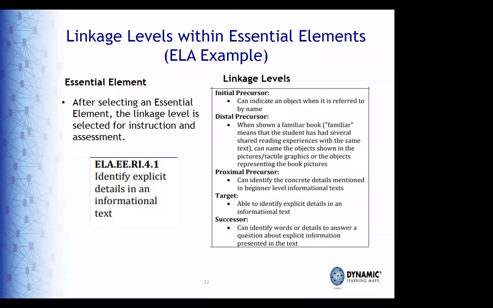After you've chosen your essential elements, you're going to choose a linkage level for that student. This kind of goes back to our previous assessment system for the OAAP, where you had to choose the level of complexity that you thought the student could really demonstrate their knowledge at, and then submit that evidence. So this is kind of the same idea, right? You're going to choose the essential element, and then look at the linkage level and choose the correct linkage level for that essential element for that student.